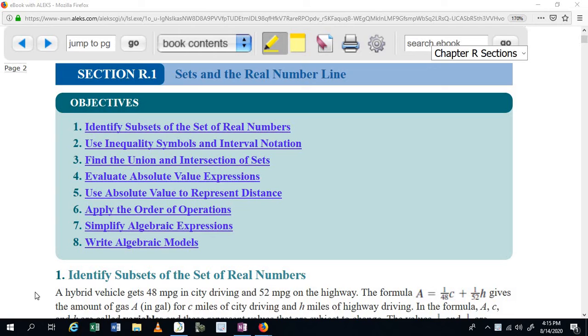I'm your instructor, Scott Daugherty, and in this video I'm going to go over some of the material from R1. There are 8 objectives in R1, and in this video I'm going to cover the first of those 8 objectives. I will cover the other objectives in another video. So let's start with this first objective in this R1 section, which is to identify subsets of the set of real numbers.